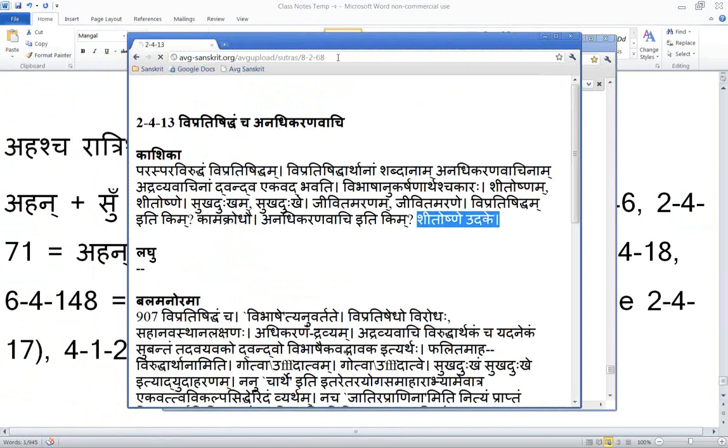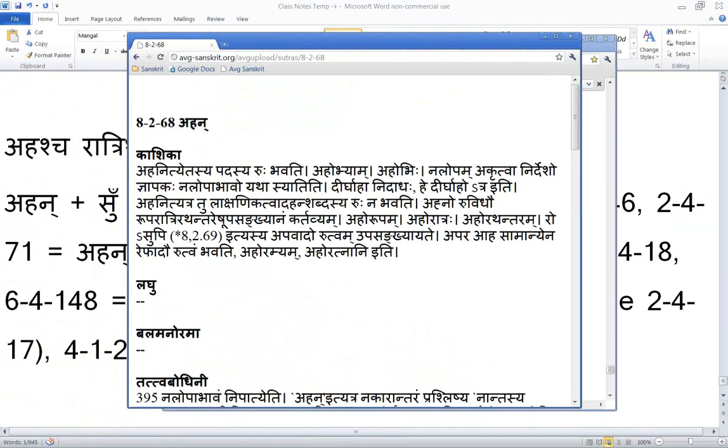8268. And it says that the Rupa Rati Rathantareshu Upasankhyanam Kartavyam. So Anha Ru Vidhau. In the prescription of Ru for Ahan, we should include the situations when these three terms follow: Rupa, Ratri, and Rathantara.